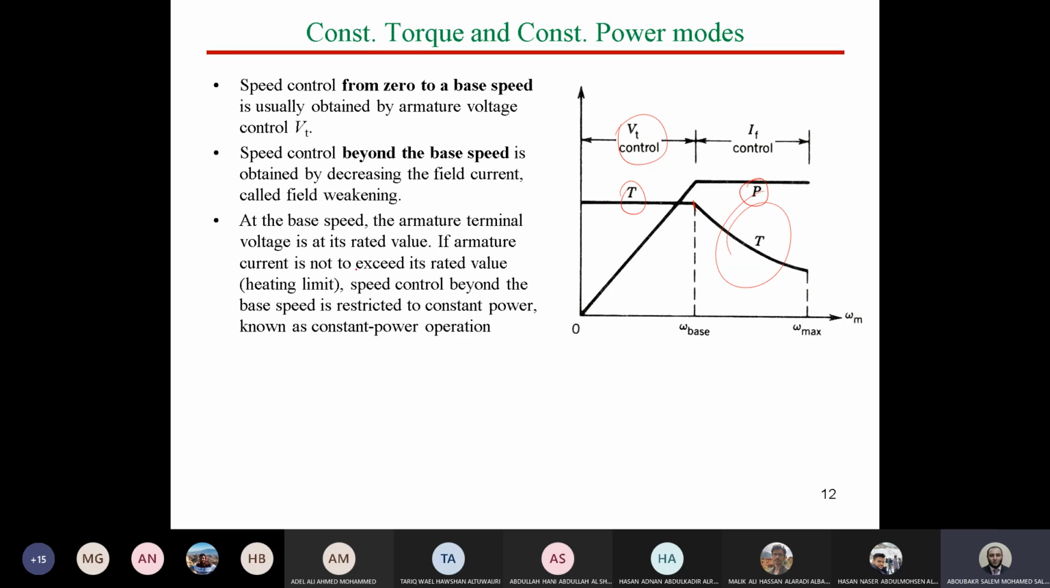If the armature current is not to exceed its rated value, which is the heating limit of the machine, speed control beyond the base speed is restricted to constant power. Okay? So to avoid overloading our machine, we said that we can apply constant power. So this is the most preferred method of controlling a DC motor. We can combine voltage and field control and consider the operation at constant torque and constant power. Okay.